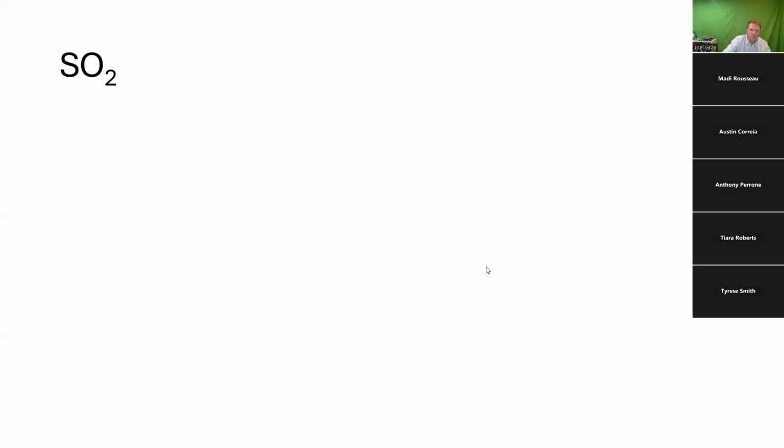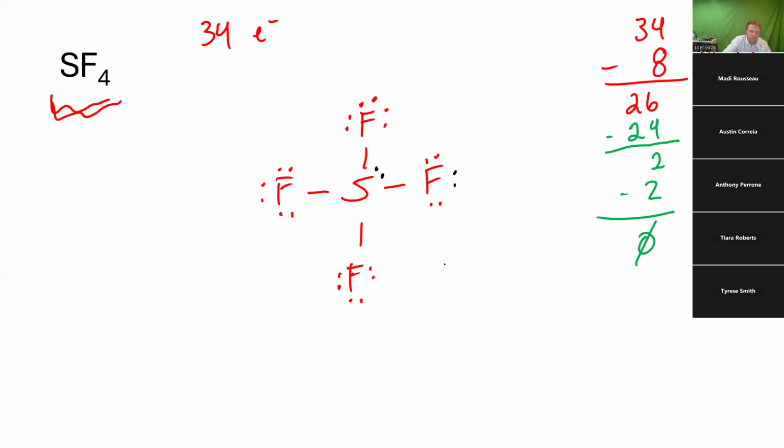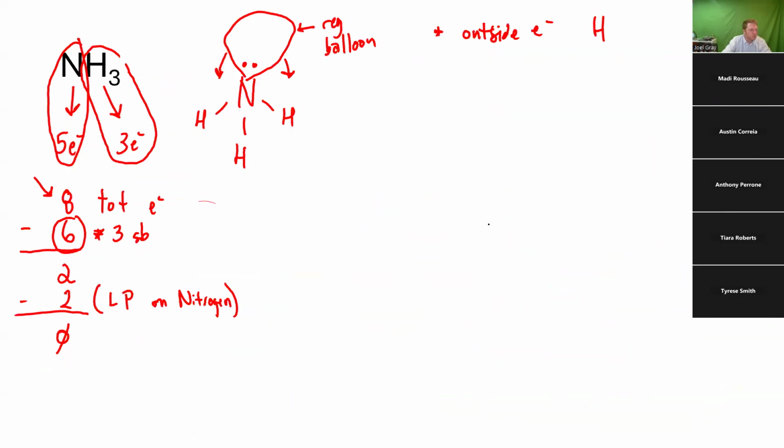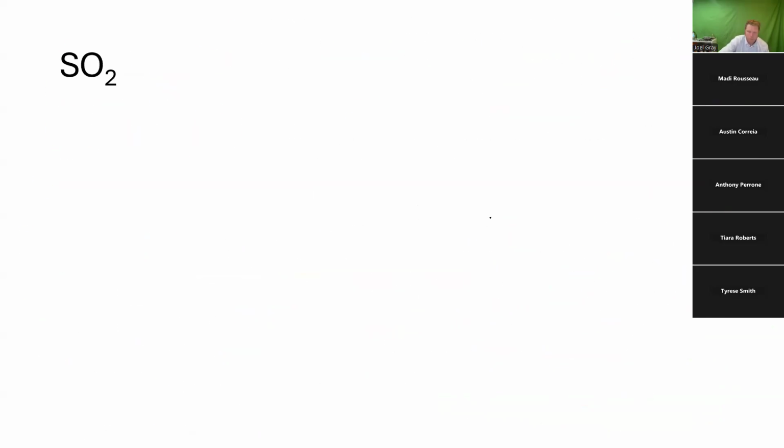Now for SO2, I'm going to go back and go through this whole process. Okay, sulfur and oxygen are both in group 6. So they are both coming in with 6 valence electrons. And so what I'll do is say sulfur brings 6. Each oxygen brings 6. So we're talking about 2 times 6, 12 electrons, plus 6 electrons, gives us a grand total of 18 electrons. Does everyone agree with that statement?